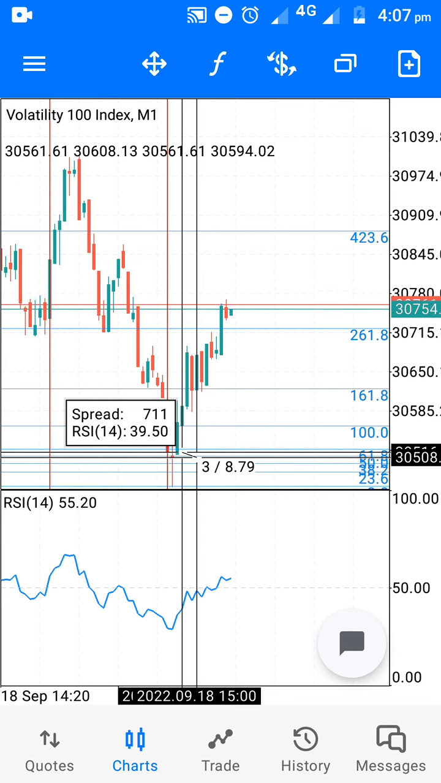So you go in 200 pips before the indicator sees the trend. That is why this is the best trading strategy to rely on while trading volatility 100 index.